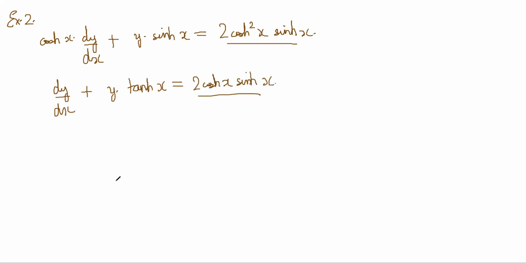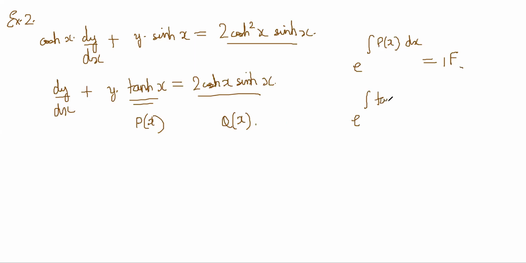Now it looks like Px and Qx. So I have to do e power integral Px dx as my integrating factor. So e power integral of tan hx dx. I will do it like this: e power integral of sin hx by cos hx dx. Now notice that because the derivative of this is this, I can write dt by t.